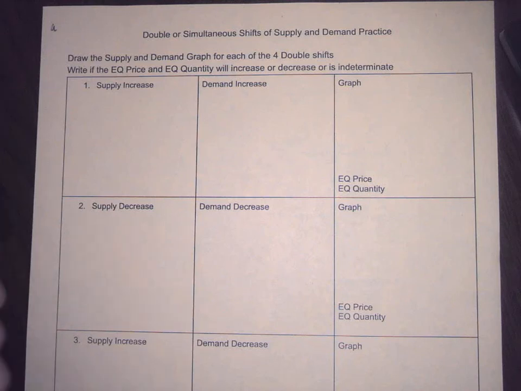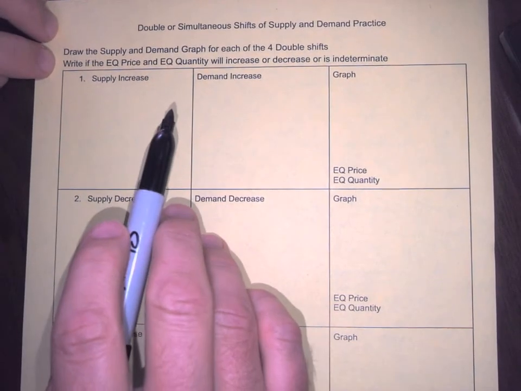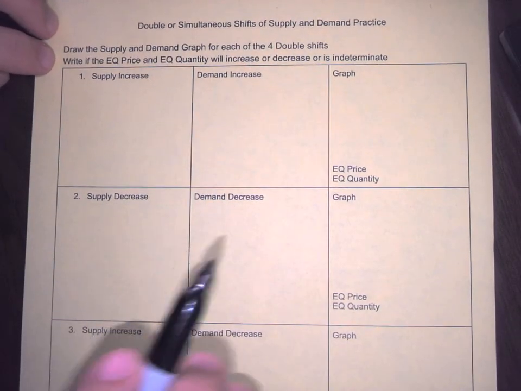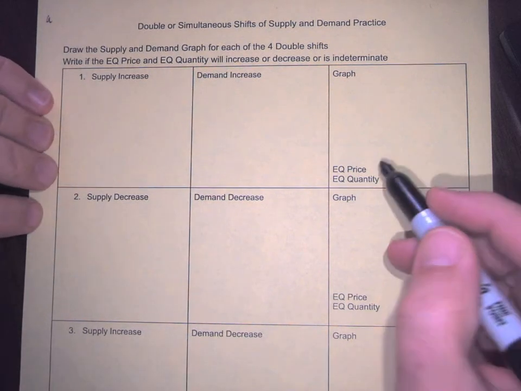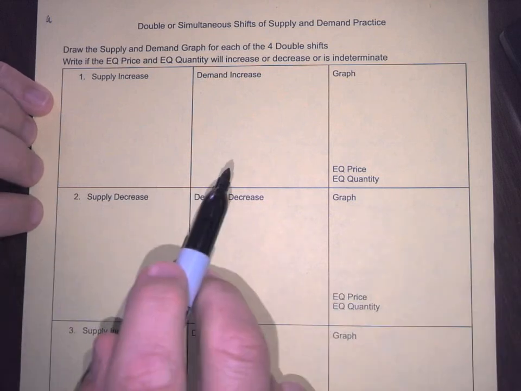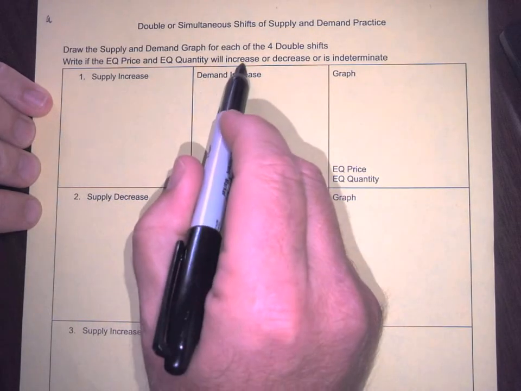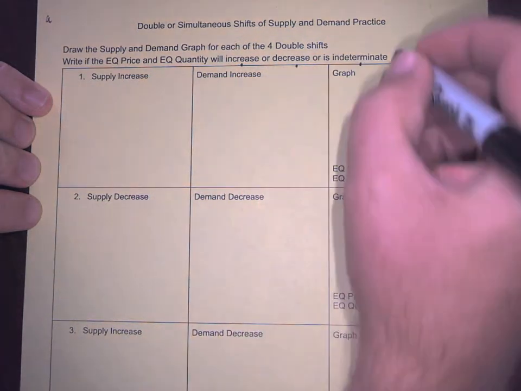Today's topic is going to be a double or simultaneous shift of supply and demand practice. What we're looking at now is that supply and demand can move simultaneously. When that happens, we're going to figure out what happens to the equilibrium price and the equilibrium quantity. So that's going to give us three different outcomes. They're either going to increase, decrease, or be indeterminate.